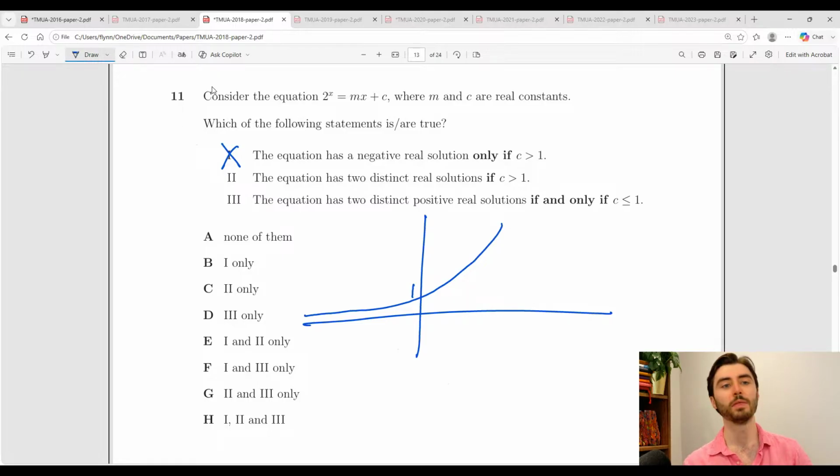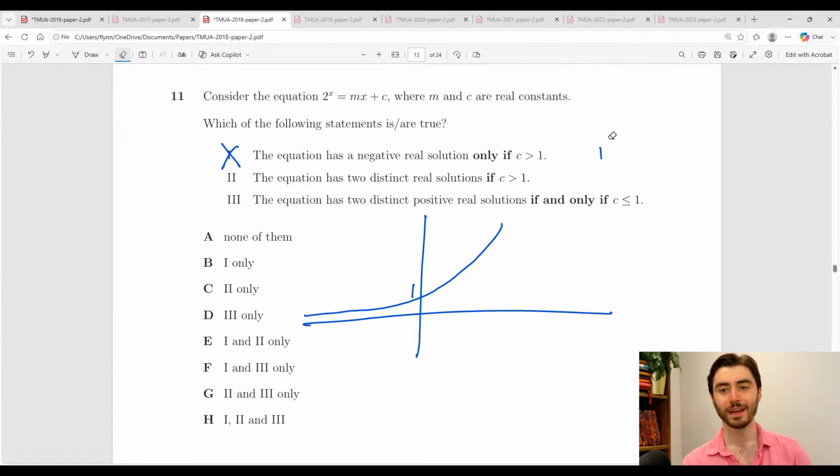For 2, the way this could have worked is you could have considered your map. So C less than 1, C bigger than 1, C less than or equal to 1. I would say map if you don't understand what's happening. If you do understand what's happening, just do it.